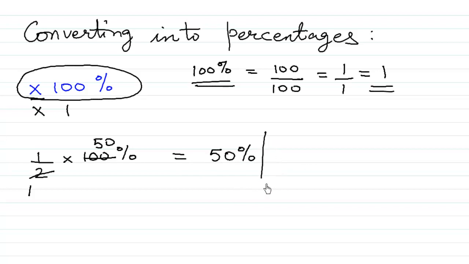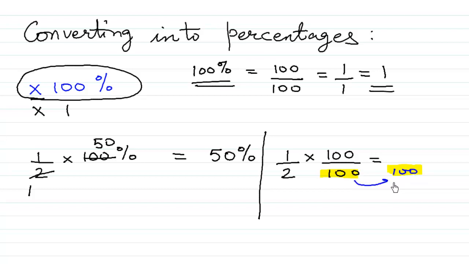The other way to do the same sum is to multiply this 1 upon 2 by 100 upon 100. Remember, if I cancel this 100 and this 100, we again get this 1 upon 2. So why are we multiplying and dividing by 100? So that I can rewrite the 100 in the denominator as it is, without changing it. So I just write this 100 as it is.